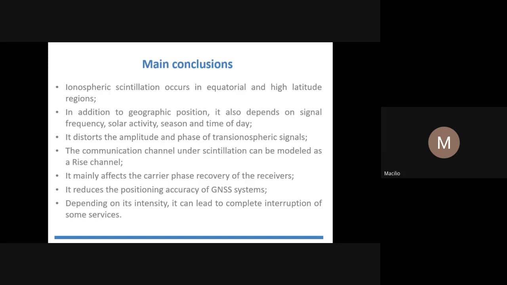Then you said that this can be modeled as a Rice channel. So it means that there is only one dominant path. There are no multipaths. When you say that the communication channel under scintillation can be modeled as a Rice channel, it means there will be only one strong path, and the weak paths will be automatically gone. You understand? Please, in Portuguese, please.